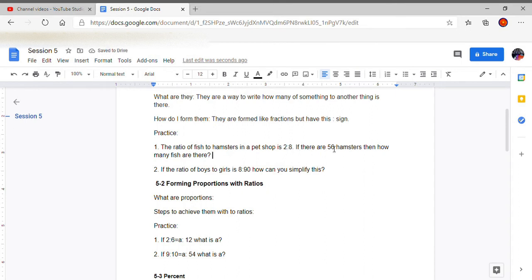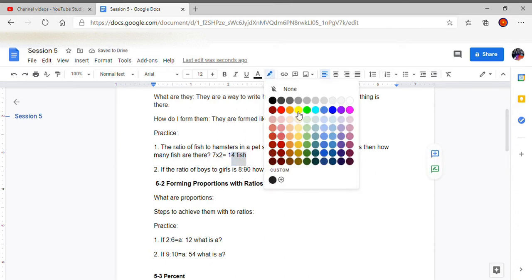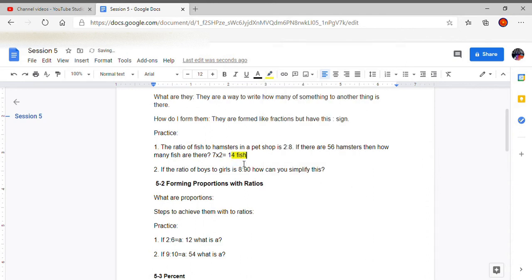So 8 times what equals 56? Well, 8 times 7 equals 56. So that means we have to multiply 7 times 2 to get how many fish there are. And 7 times 2 equals 14. So that's 14 fishes. Oh yeah, there's no such thing as fishes. So the answer is 14 fish.